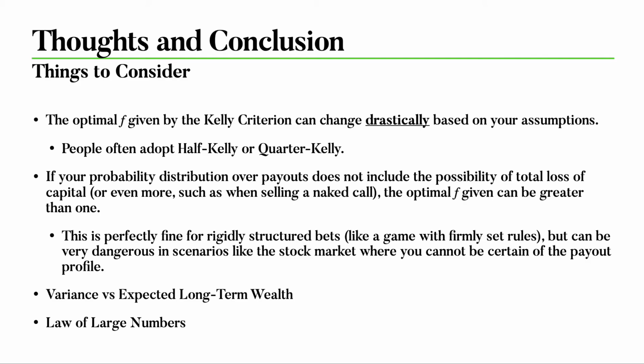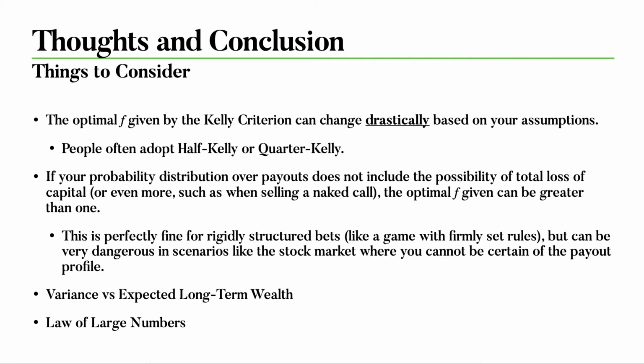So some things to keep in mind when you're actually using this: the optimal f given by the Kelly criterion can change drastically based on your assumptions. If I were to lower the lower bound for the gross margin in my Monte Carlo simulations, the quarter Kelly might go down to 10 or 5% or 3% or 2% or whatever it is. Because it's not super stable, it can vary a bit. That's precisely the reason why people adopt half Kelly or quarter Kelly. It's a way to hedge against your ignorance, or hedge against scenarios that you didn't imagine could happen. So that's something to keep in mind.